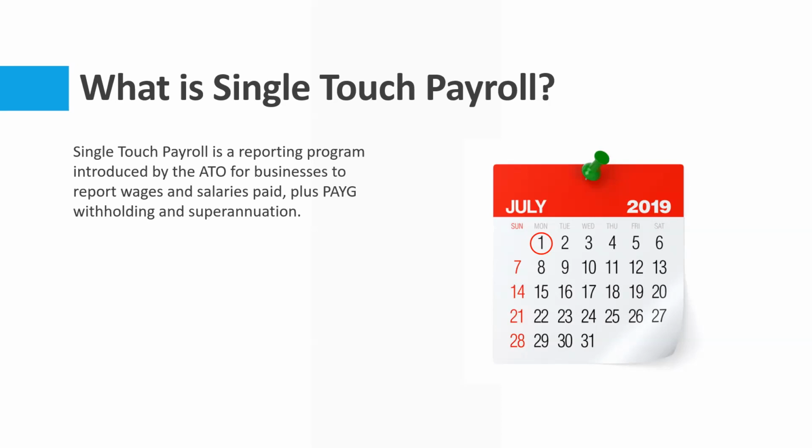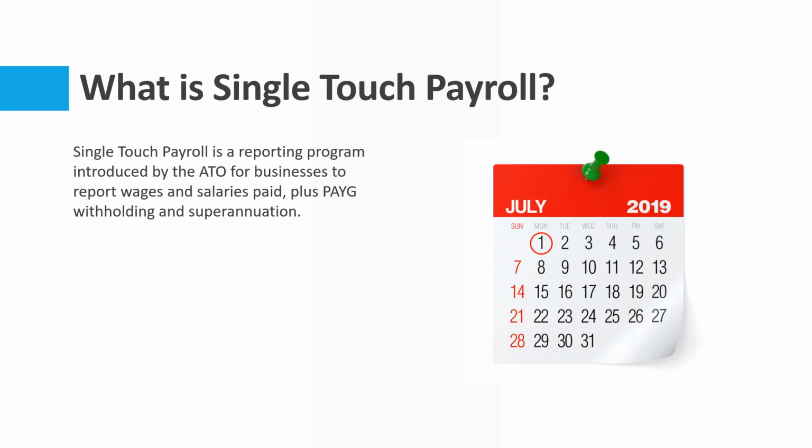With STP, you currently report salaries and wages, PAYG withholding, and superannuation each time you process your payroll, whether that be weekly, fortnightly, or monthly. As you'll see later on, with the rollout of the additional phases of Single Touch Payroll, more information will be reported to the ATO, which means that the ATO will have access to a greater level of real-time payroll information than ever before.